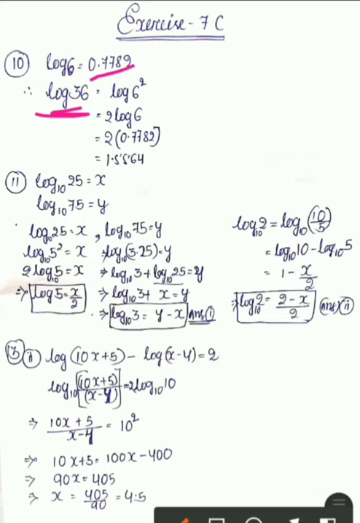Log of 36 you can write as log of 6 square, and using the power law you can write it as 2 log 6. The value of log 6 is given, so 2 into that value, and the answer will be 1.5564. Same as this, the other numbers you have to solve. Already the values are given.